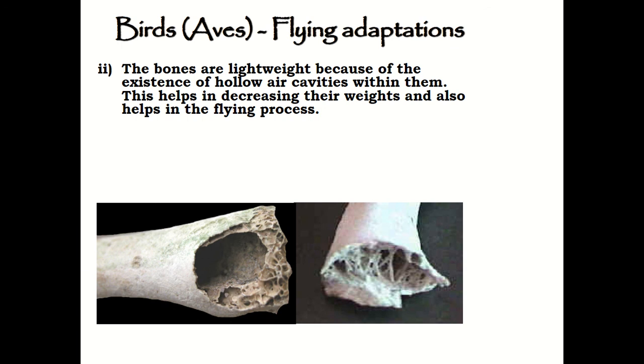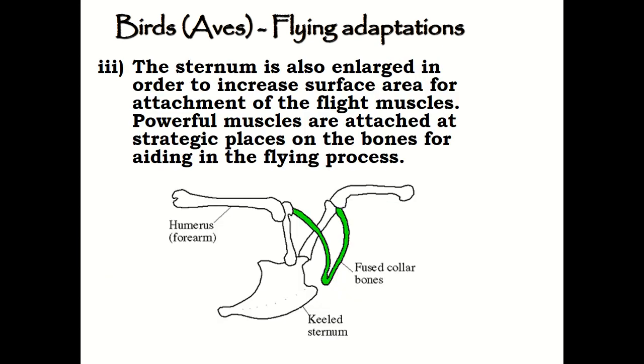Next is the lightweight bones of the birds. Their bones are very light due to the existence of hollow air cavities within them, as you can see here. This helps decrease their weight for flying, and also helps in the flying process.